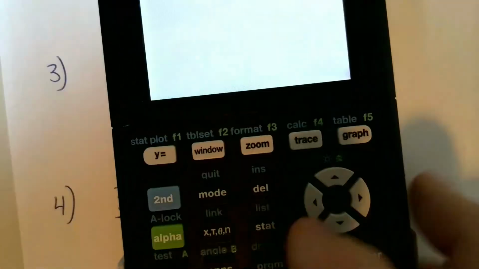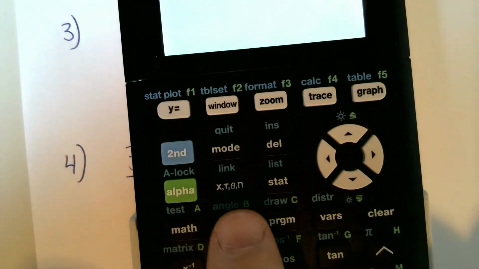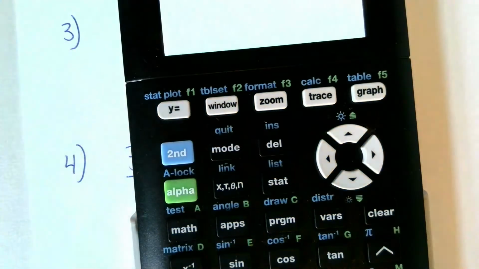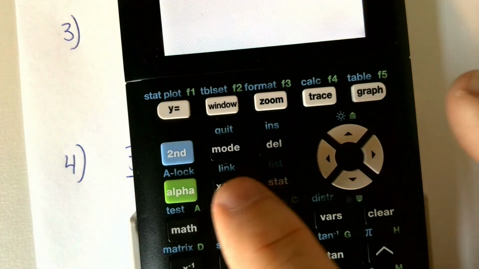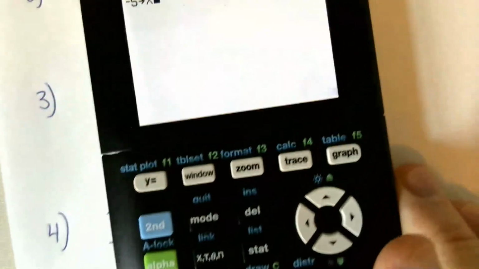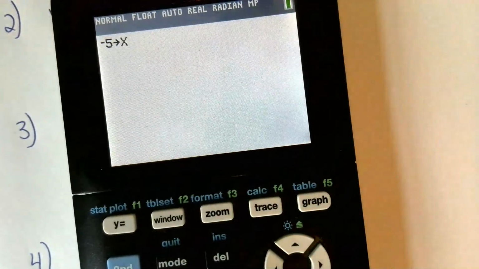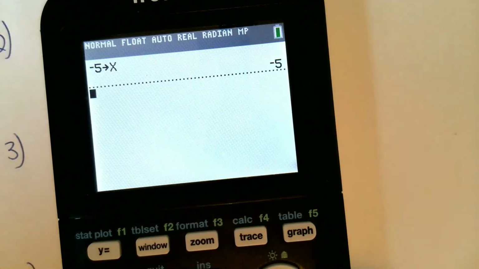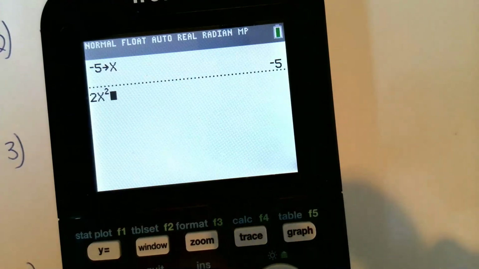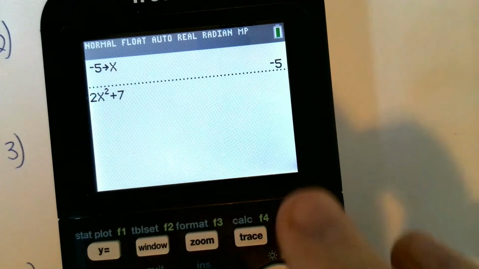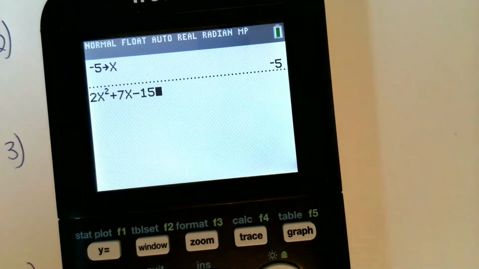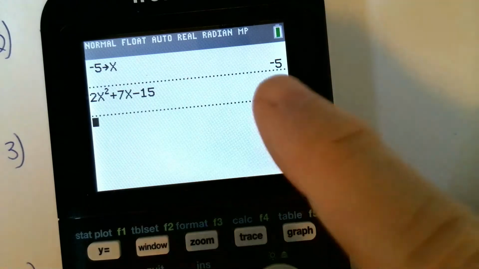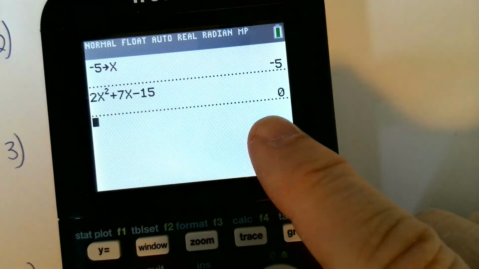And the X is right here below the mode key, X, T, theta, and N. X, T, theta, and N right there. Every time that we want to use a storage, I'm going to go ahead and put it in there. So then I hit enter. So that's supposed to be one of my solutions. So now I can type in my original answer, 2x squared plus 7x minus 15. And when I do that and I hit enter, ta-da, it should equal 0.